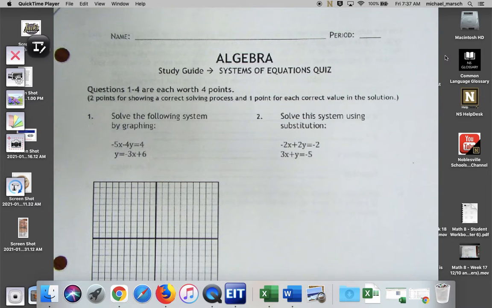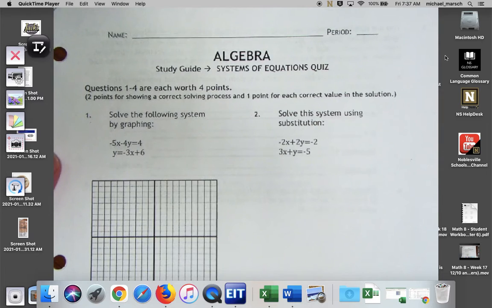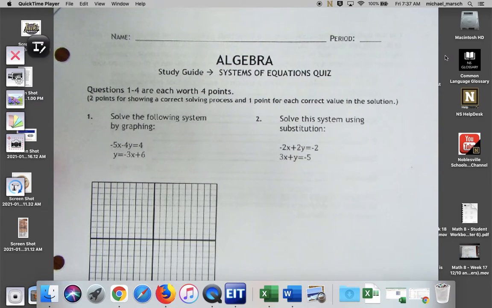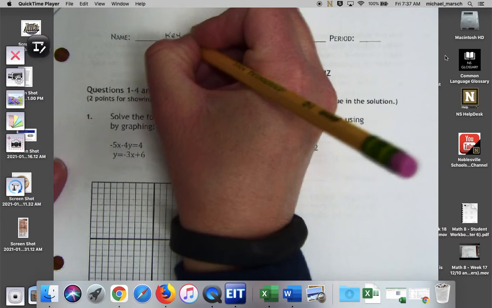I'm going to go ahead and work through the study guide so that you guys are prepared for your quiz next time I see you. So for my West friends, that is on Tuesday, and for my Miller kiddos, you're going to be taking your quiz on Wednesday. So let me go ahead and write answer key up here.